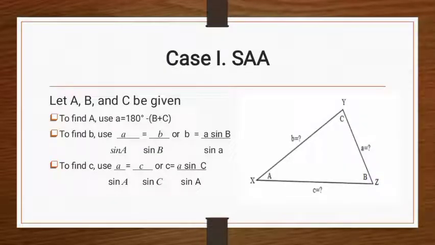Case 1: side-angle-angle. Let a, B, and C be given. To find A, use A equals 180 degrees minus the sum of B and C. To find b, use a over sine A equals b over sine B, or b equals a sine B over sine A. To find c, use a over sine A equals c over sine C, or c equals a sine C over sine A.